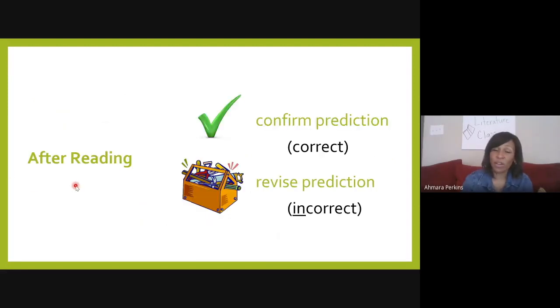After reading, this is my third step. I'm going to check. I'm going to confirm my prediction. That means it's correct. So I read it and the details that I found match my prediction, so it is correct. Or the details that I found didn't necessarily match my prediction, either all the way or a little bit. So I'm going to need to revise my prediction because it was incorrect, not correct.